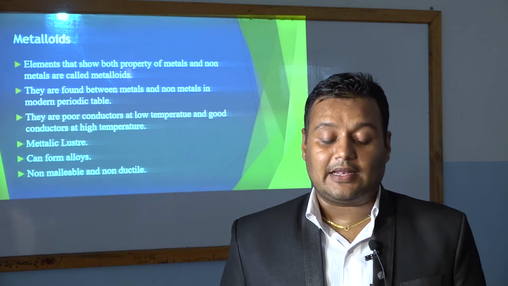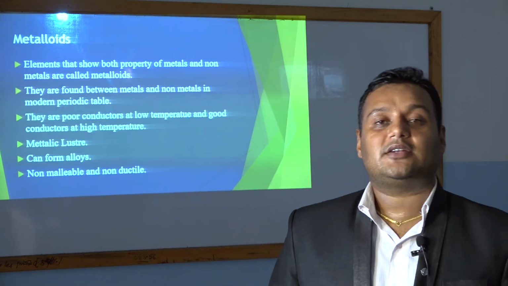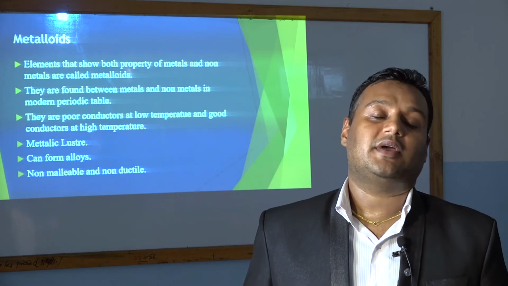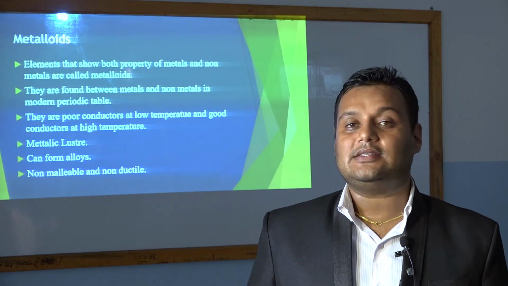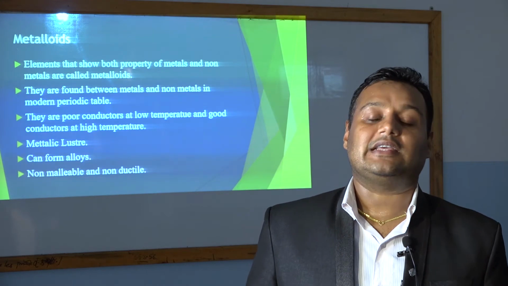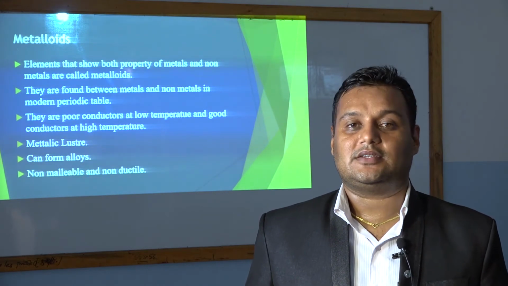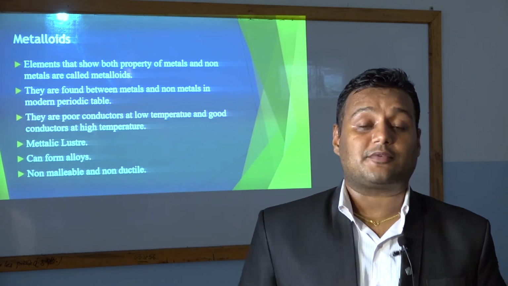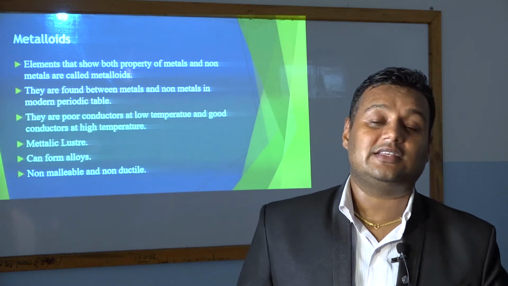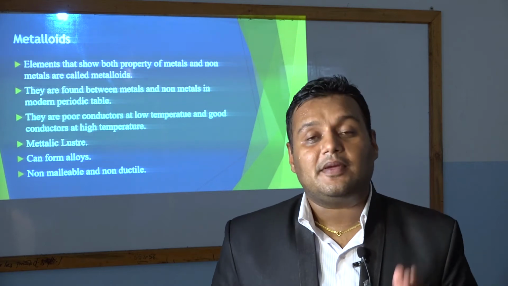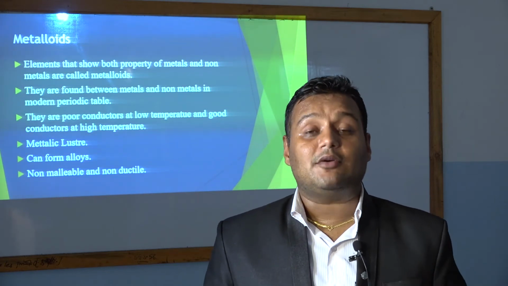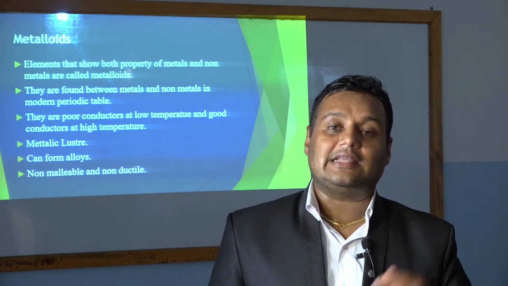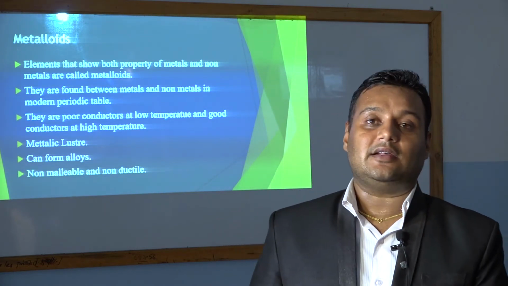Another is metallic luster. Metals have good luster. That means metalloids are seen as metals in case of their physical appearance. They look shiny. So after seeing something shiny, we cannot say this is a metal, because it may be a metalloid, because metalloids also possess the same property of luster as metals.